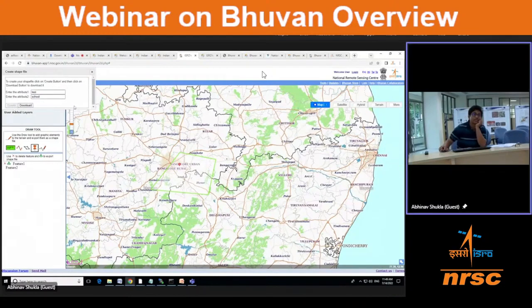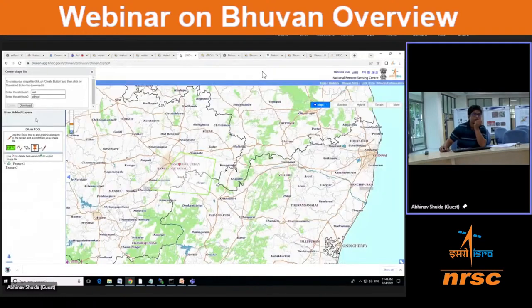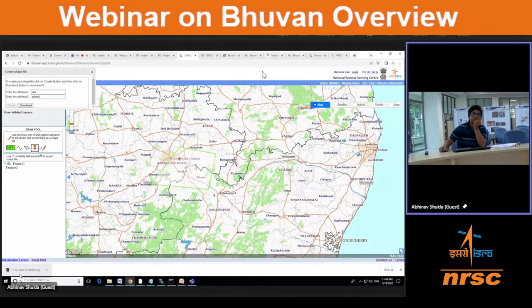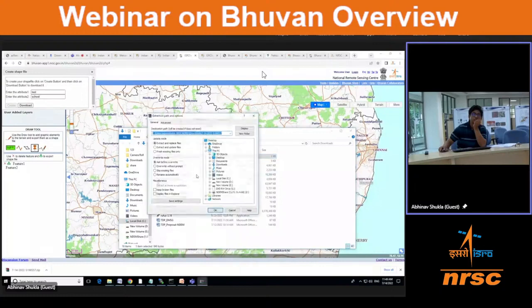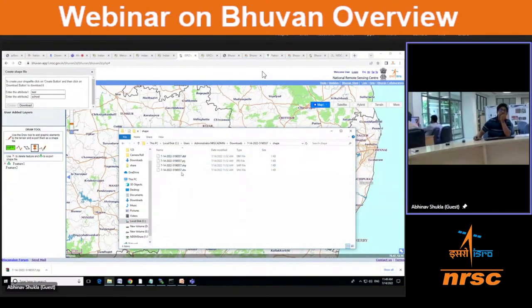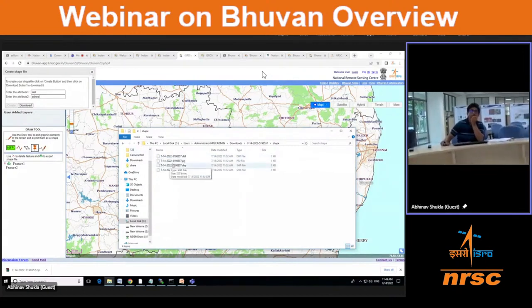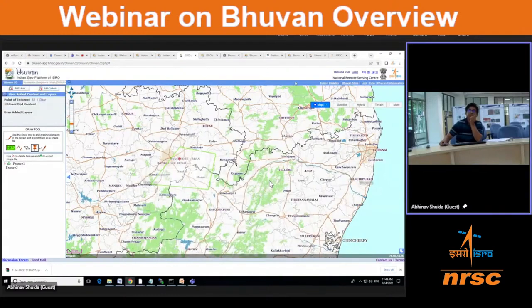If I give something like school, and I create it, it will create the shapefile. Once we click on the download button, it will download the shapefile in zip format. If you open this zip, we can see the shapefile has been downloaded. So you can use the shapefile for other purposes in any GIS software like QGIS or ArcGIS. So this is the draw tool basically.